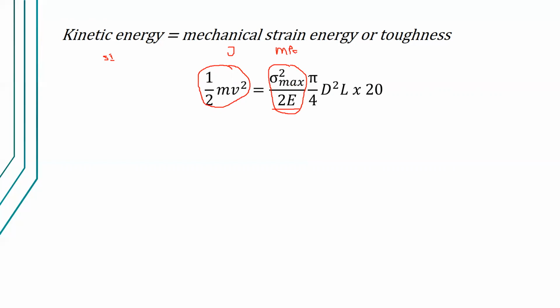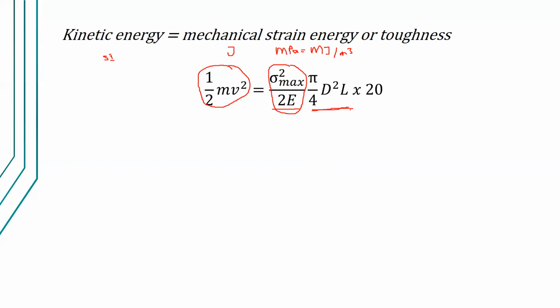Bakit megapascal? Kasi sigma max, megapascal, squared, so megapascal squared. But Young's modulus is also megapascal. So matitira megapascal. But remember, megapascal is the same as megajoules per unit volume, because Pascal is simply joules per cubic meter. So paano natin palalabasin yung joules? In other words, we have to multiply this term by the volume of the material.